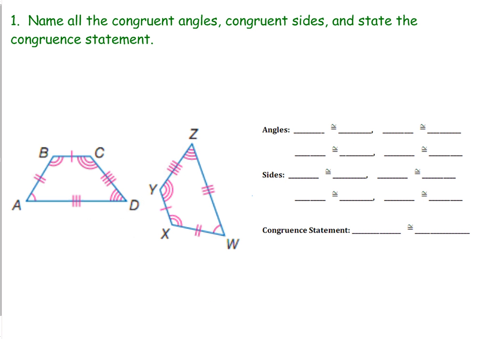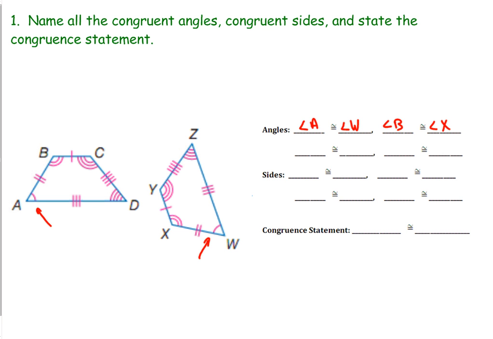So here we've got two four-sided figures. Looks like they're probably trapezoids. So we need to look at what matches up with what. So if I'm looking at angles, I can say angle A matches up with angle W. I know that because look, both of those have got one little line telling me that they're congruent to each other.